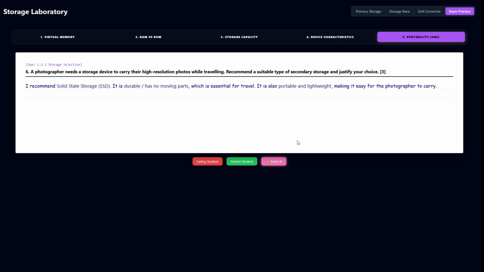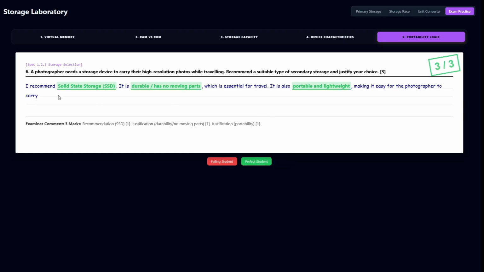Let's look at a 3 marker. I recommend solid state storage. It is durable, has no moving parts, which is essential for travel. It's a photographer who's traveling, so they've mentioned that. It's also very portable and lightweight, making it easy for the photographer to carry. 1 mark for recommendation, 1 mark for justification, no moving parts, durability, and another justification for portability. So that covers all 3 points.